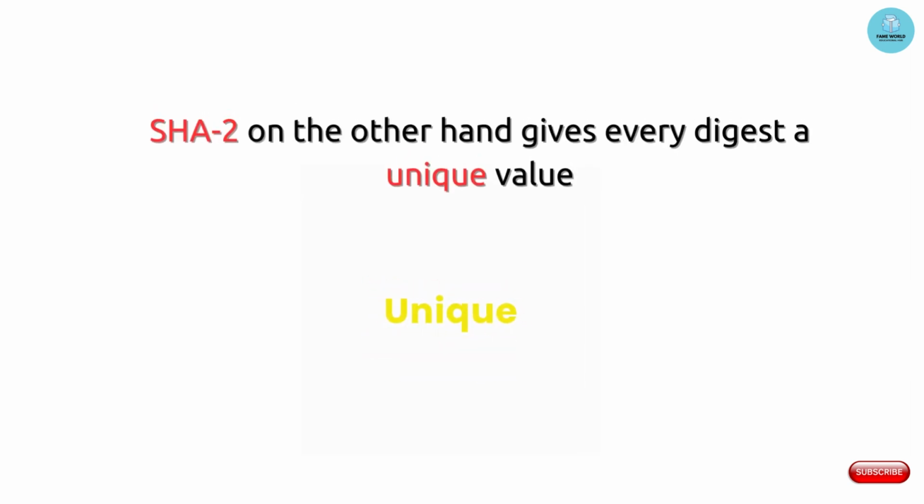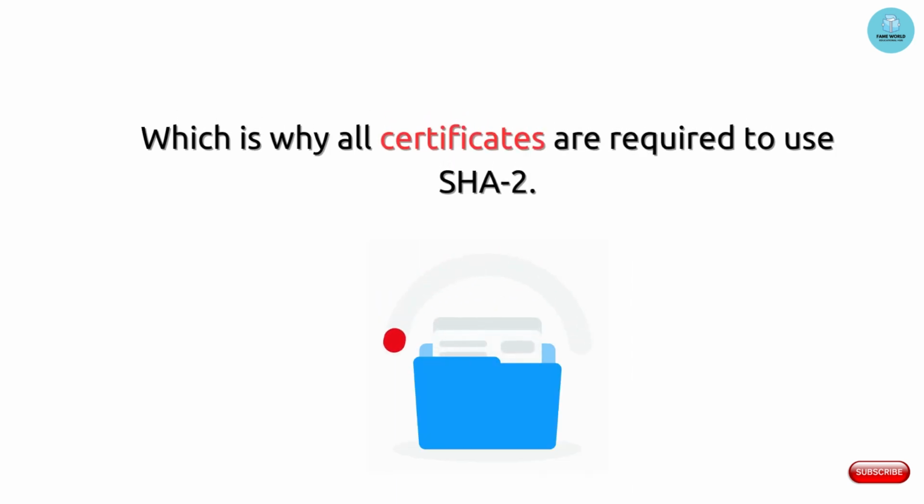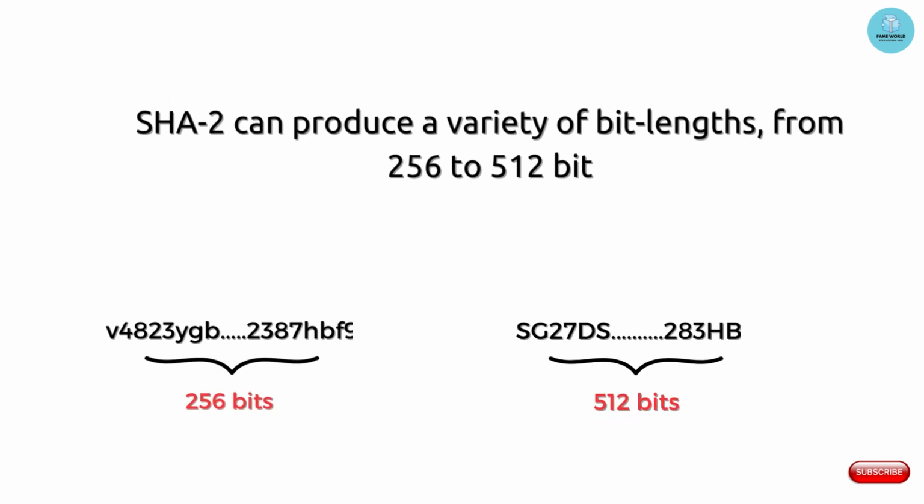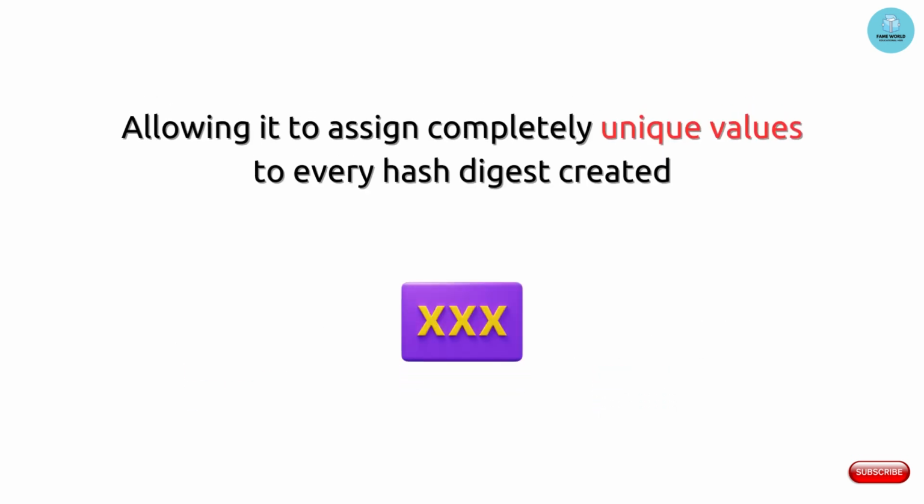SHA2, on the other hand, gives every digest a unique value, which is why all certificates are required to use SHA2. SHA2 can produce a variety of bit lengths from 256 to 512 bits, allowing it to assign a completely unique value to every hash digest created.